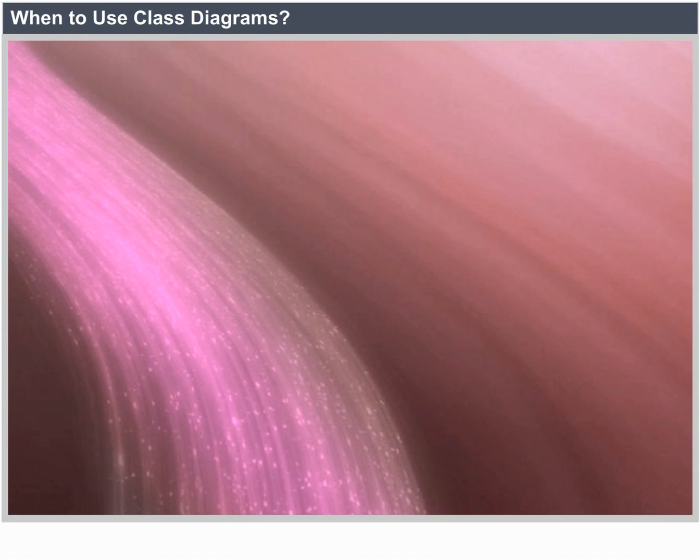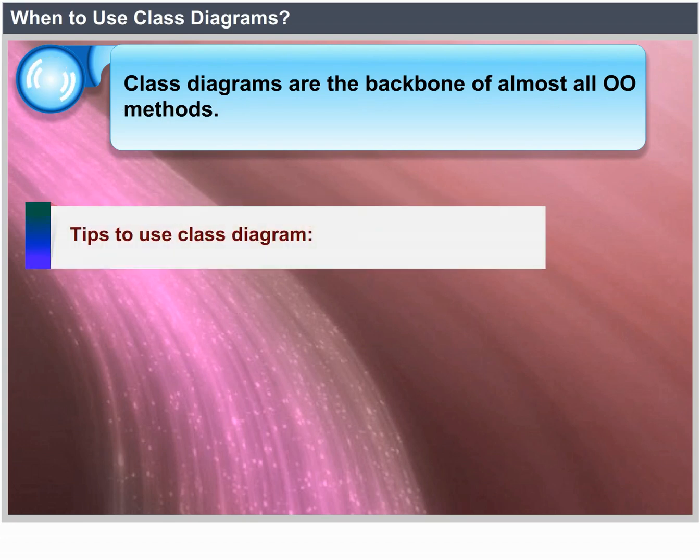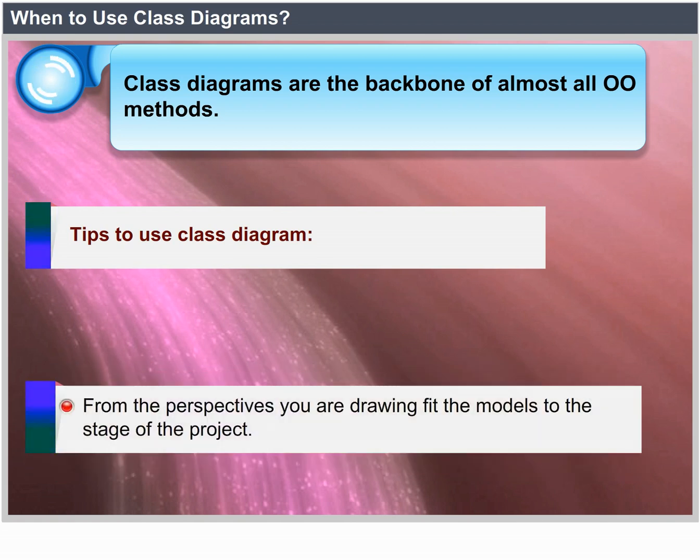When to use class diagrams? Class diagrams are the backbone of almost all object-oriented methods. Tips to use class diagram. Of all the notations available to you, don't try to use all. Start with the simple stuff in this chapter: classes, associations, attributes, generalization, and constraints. From the perspectives, fit your drawing models to the stage of the project.